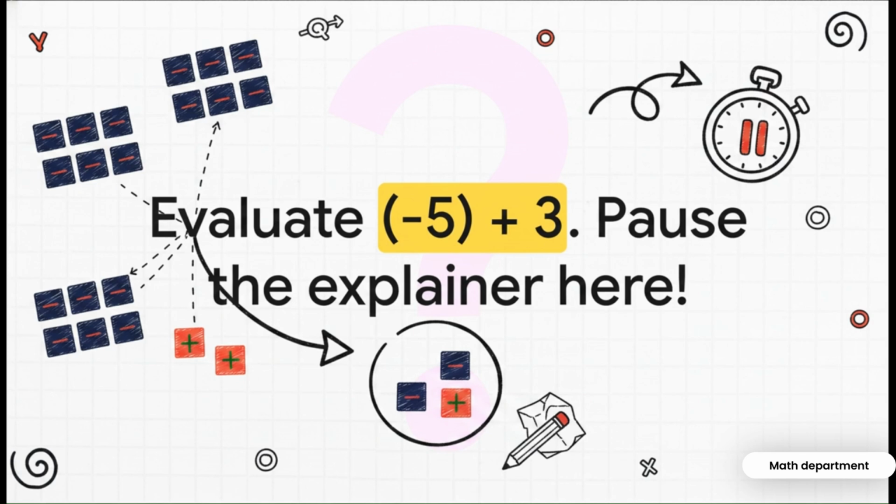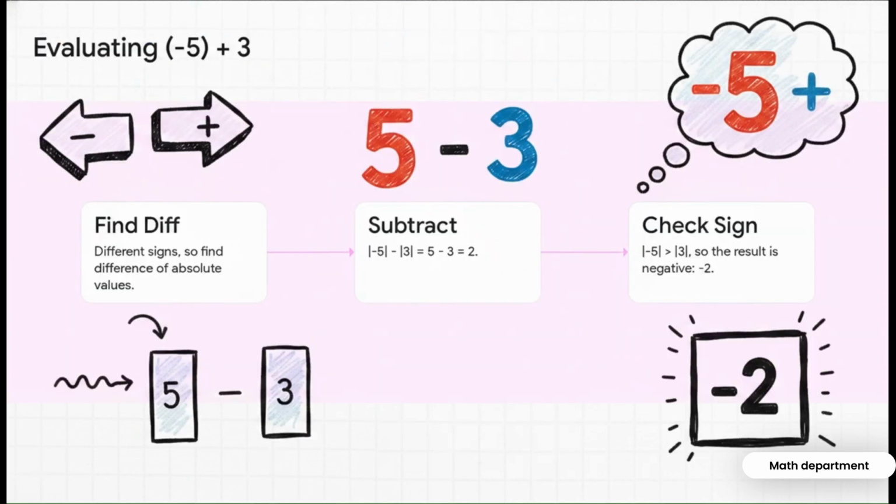Try to evaluate -5 plus 3. I really want you to be an active participant here, so go ahead and pause the explainer right now, grab some scratch paper, and apply that rule we literally just learned. Okay, let's write out the solution together, step by step, just like we're working in a real notebook. Step 1, we recognize we've got different signs here, a -5 and a +3. Step 2, we find the difference of their absolute values. The absolute value of -5 is 5, and the absolute value of 3 is 3. 5 minus 3 equals 2.